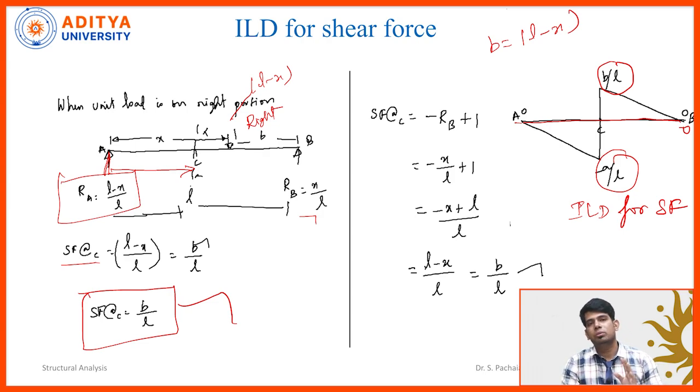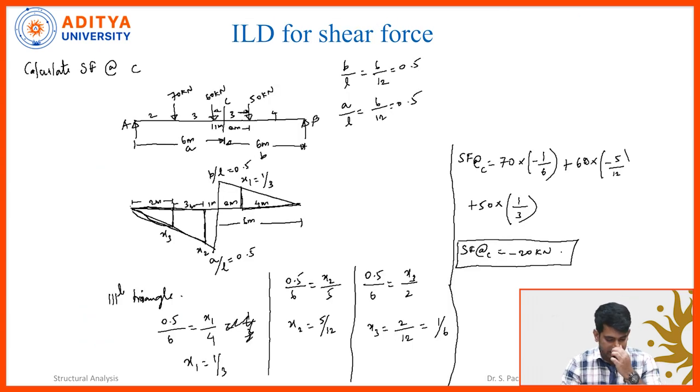Now, by using this ILD for shear force, how do we calculate the shear force of the real beam? Let's see. I have taken a simply supported beam with three concentrated loads moving from left to right. The intensities of the loads are 70 kilonewton, 60 kilonewton and 50 kilonewton. In the same way we calculated the reaction force in the previous lecture, we are going to calculate the shear force also.